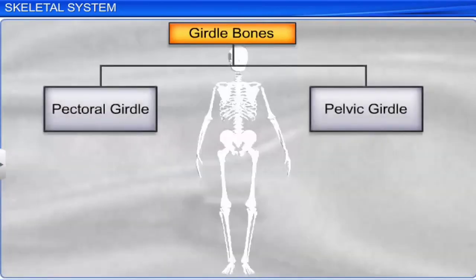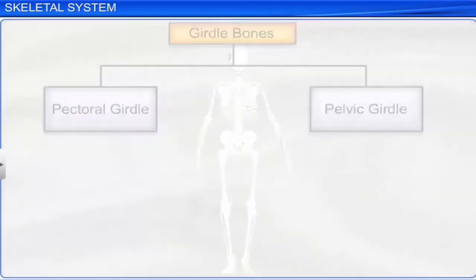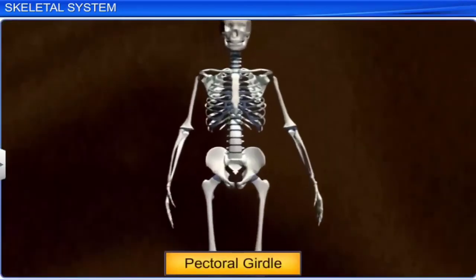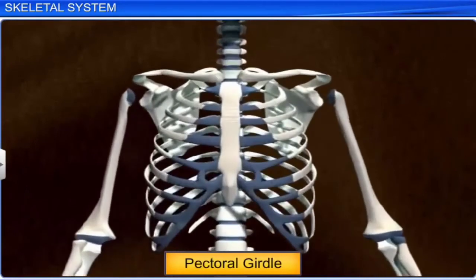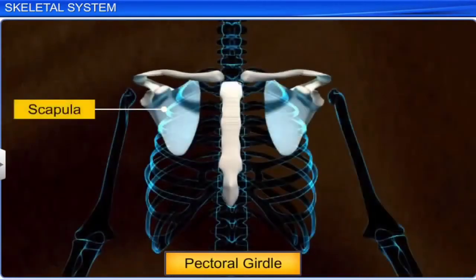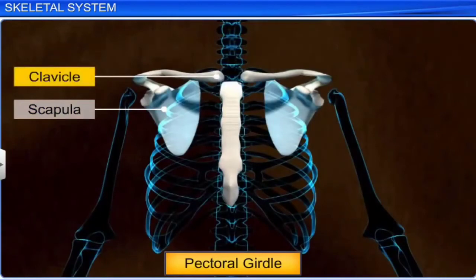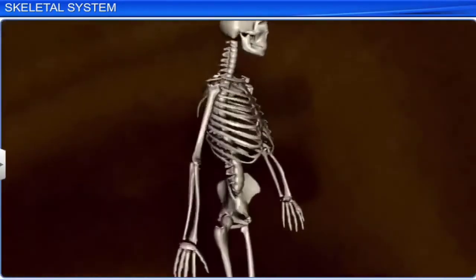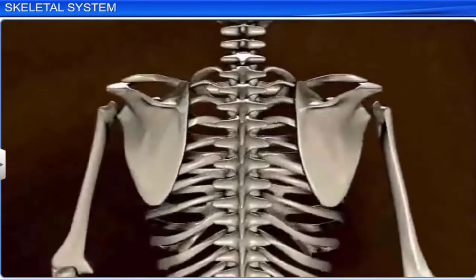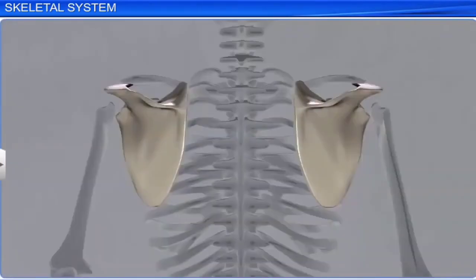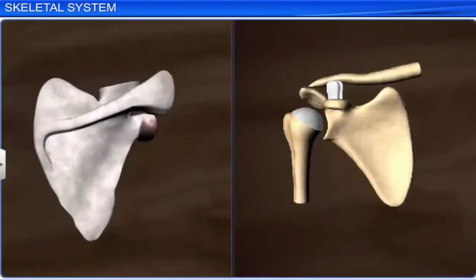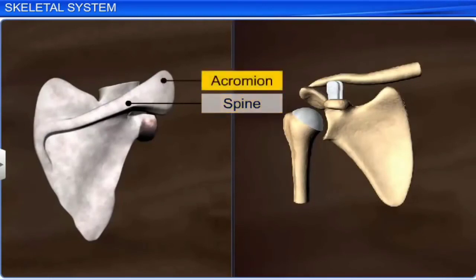There are 2 girdles, the pectoral or shoulder girdle and the pelvic or hip girdle. Each half of the pectoral girdle consists of a flat, large, triangular scapula and a curved, slender clavicle or collarbone. The scapula is situated between the 2nd and 7th ribs on the dorsal side of the thorax. It has a slightly elevated ridge called a spine, which projects as a flat, expanded process called the acromion.